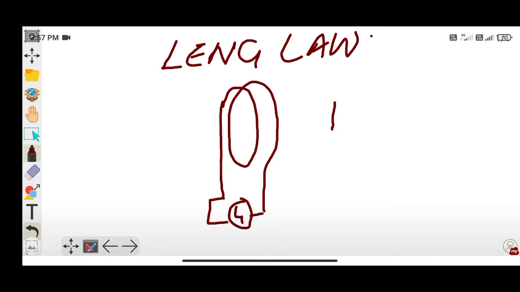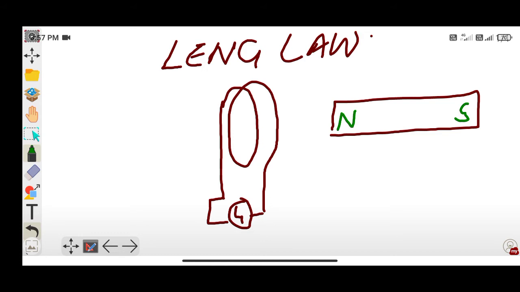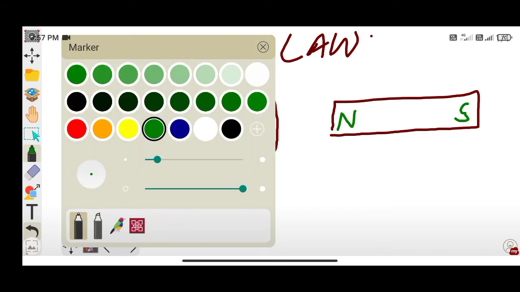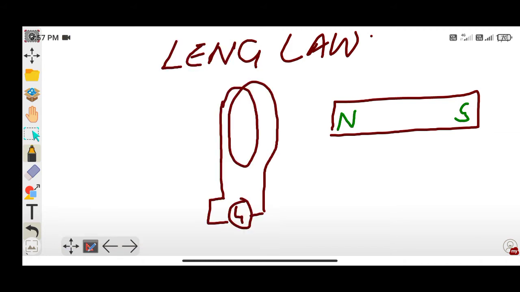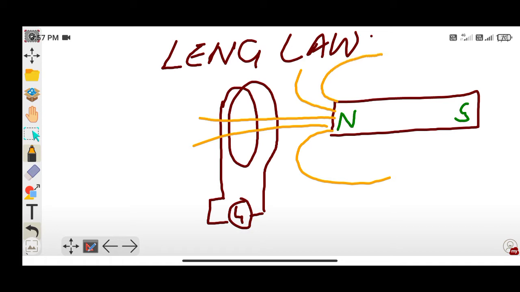And we have a magnet. So this is north and this is south, suppose. And there are magnetic field lines, and these are magnetic field lines. These are magnetic field lines, generated here.